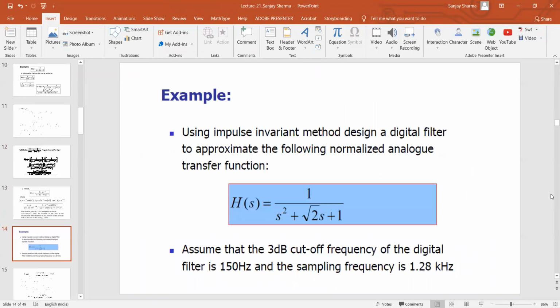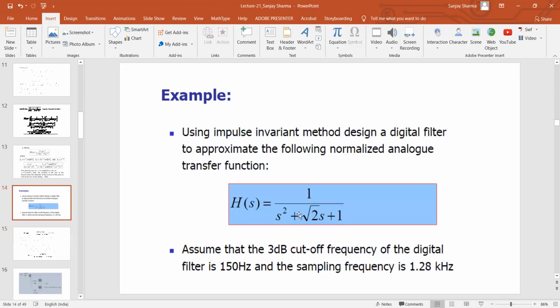Okay. Now let us take one more example. We are familiar with this type of filter. This is a second order Butterworth filter, right? H(s) is given by 1 over s squared plus root 2 s plus 1. Assume that the 3 dB cutoff frequency is 150 Hertz and the sampling frequency is 1.28 kilohertz.